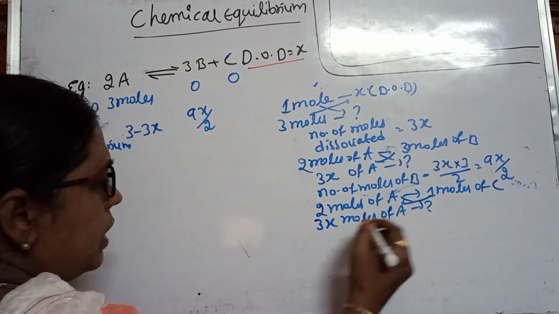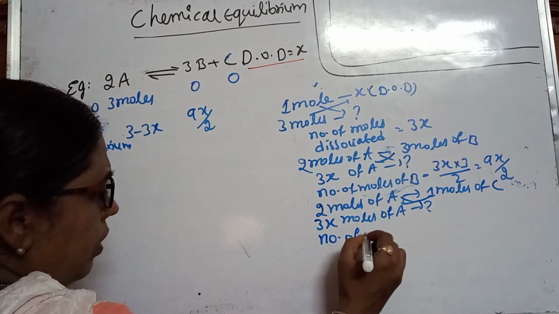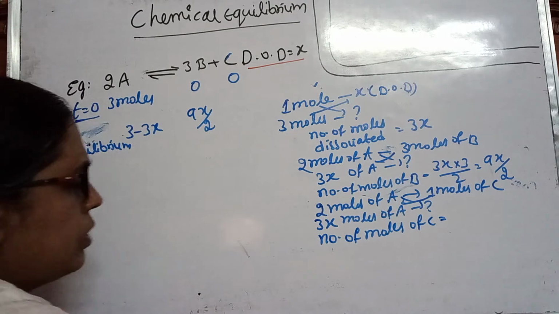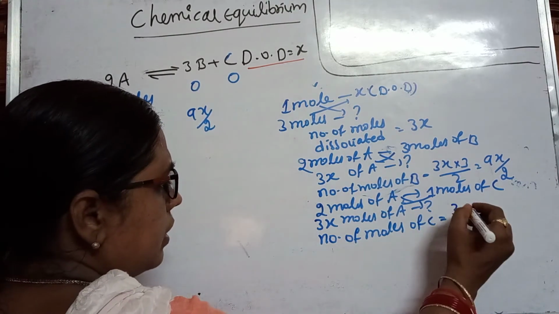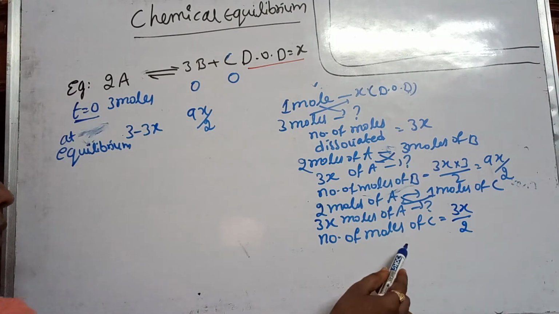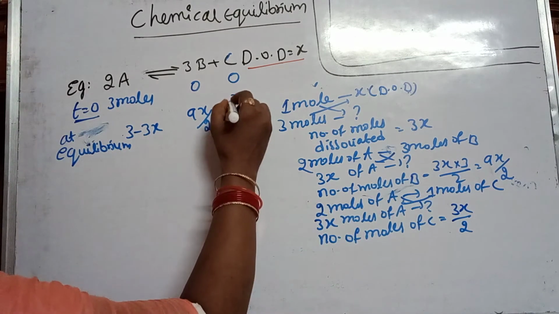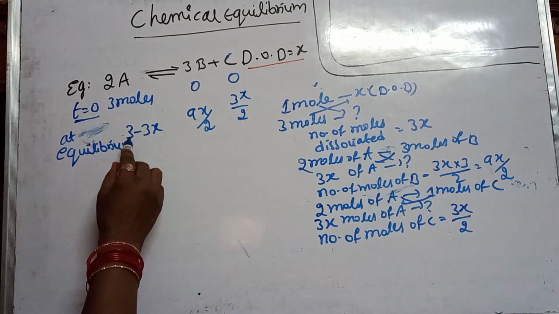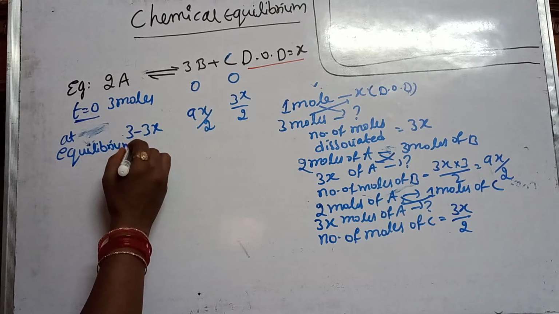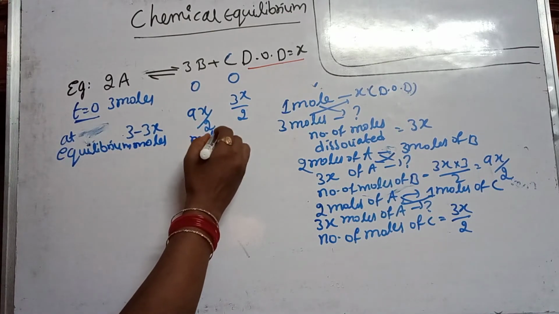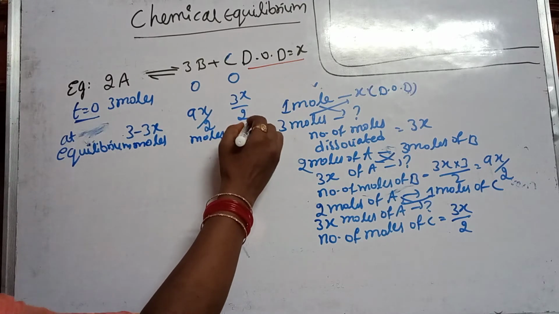By cross multiplication we get, isn't it, the number of moles of C is equal to 3x by 2. Okay, so these are the number of moles at equilibrium. So at equilibrium, the number of moles of A is 3 minus 3x moles. And B is 9x by 2 moles. And C is 3x by 2 moles.